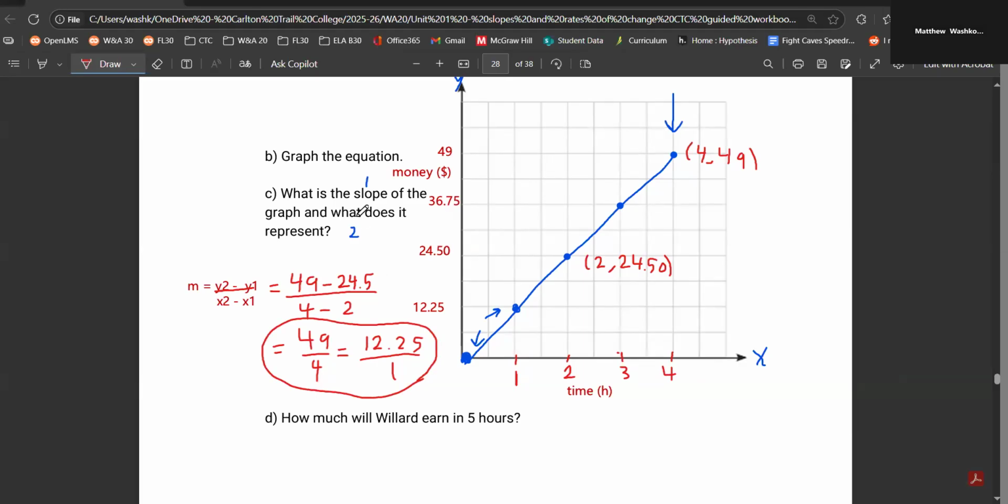Now, what does this slope represent? Well, we just talked about it. It represents how much money you make per hour worked.